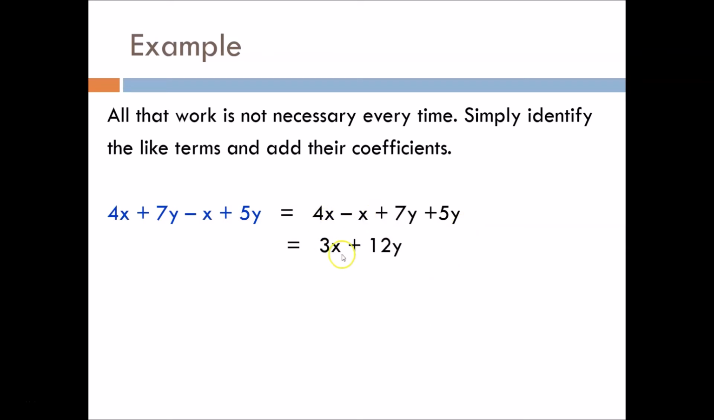4x minus x is 3x, and 7y plus 5y is 12y. Now you see, the first term has a variable x, the second term has a variable y. Therefore, we cannot combine them anymore, and we stop. Therefore, the simplified form of 4x plus 7y minus x plus 5y is equal to 3x plus 12y.